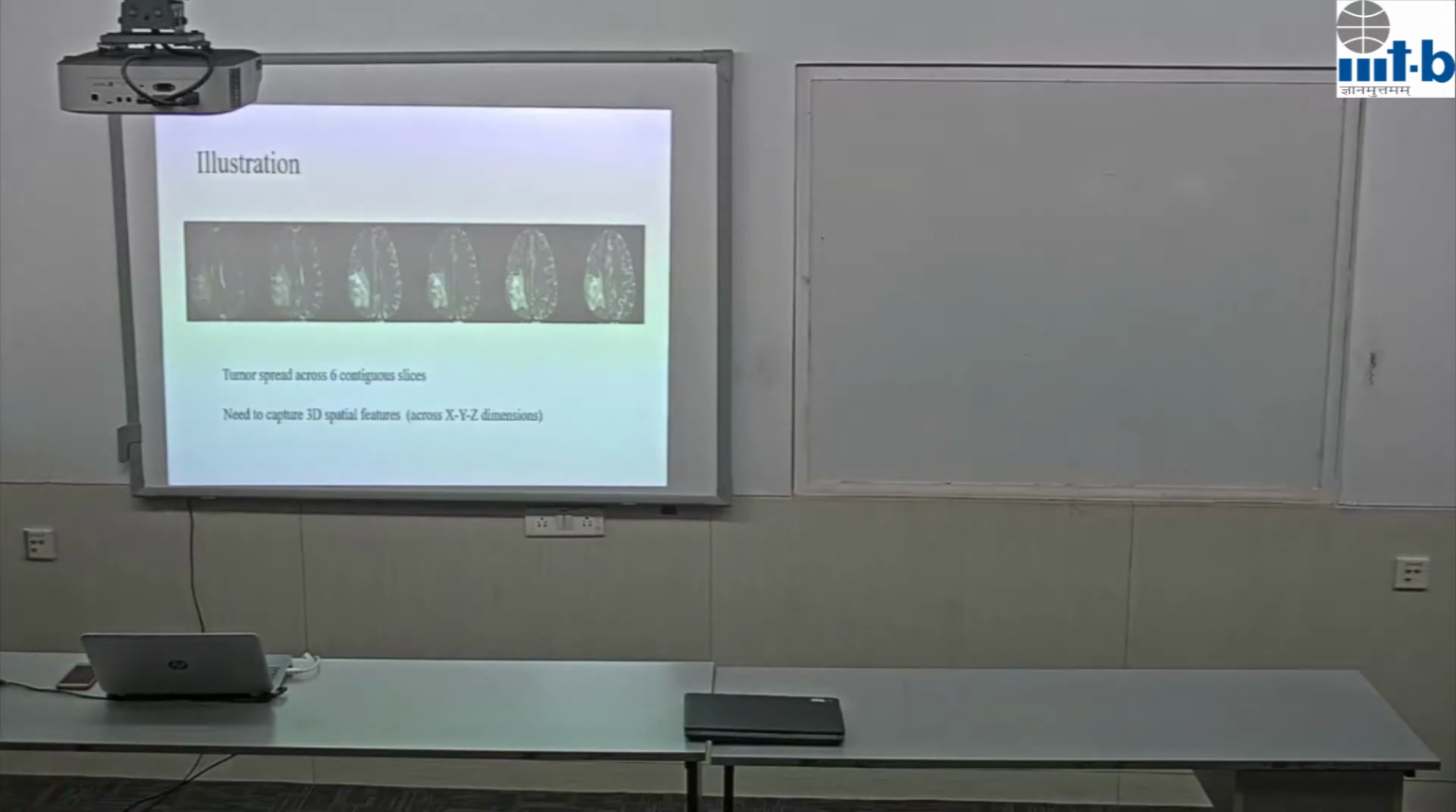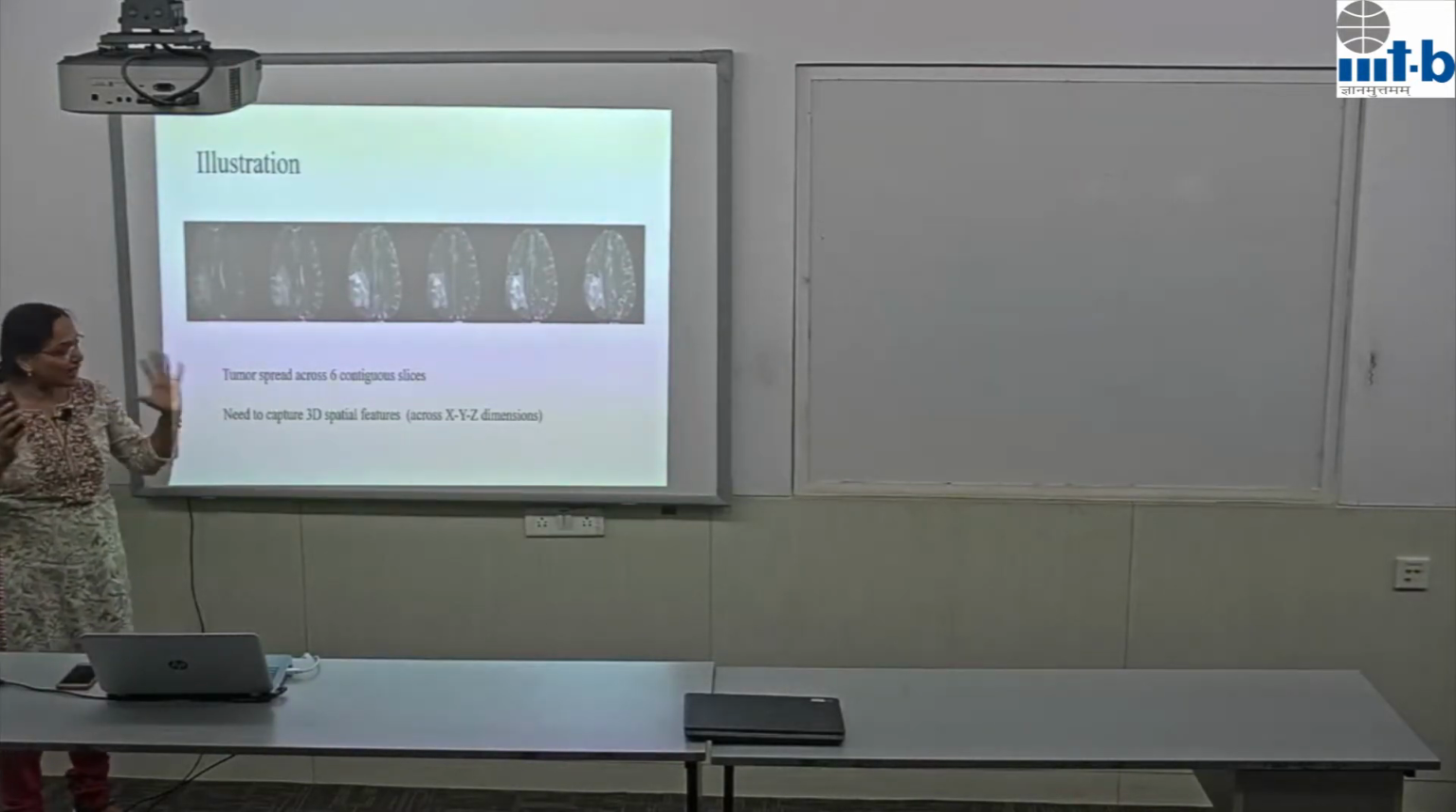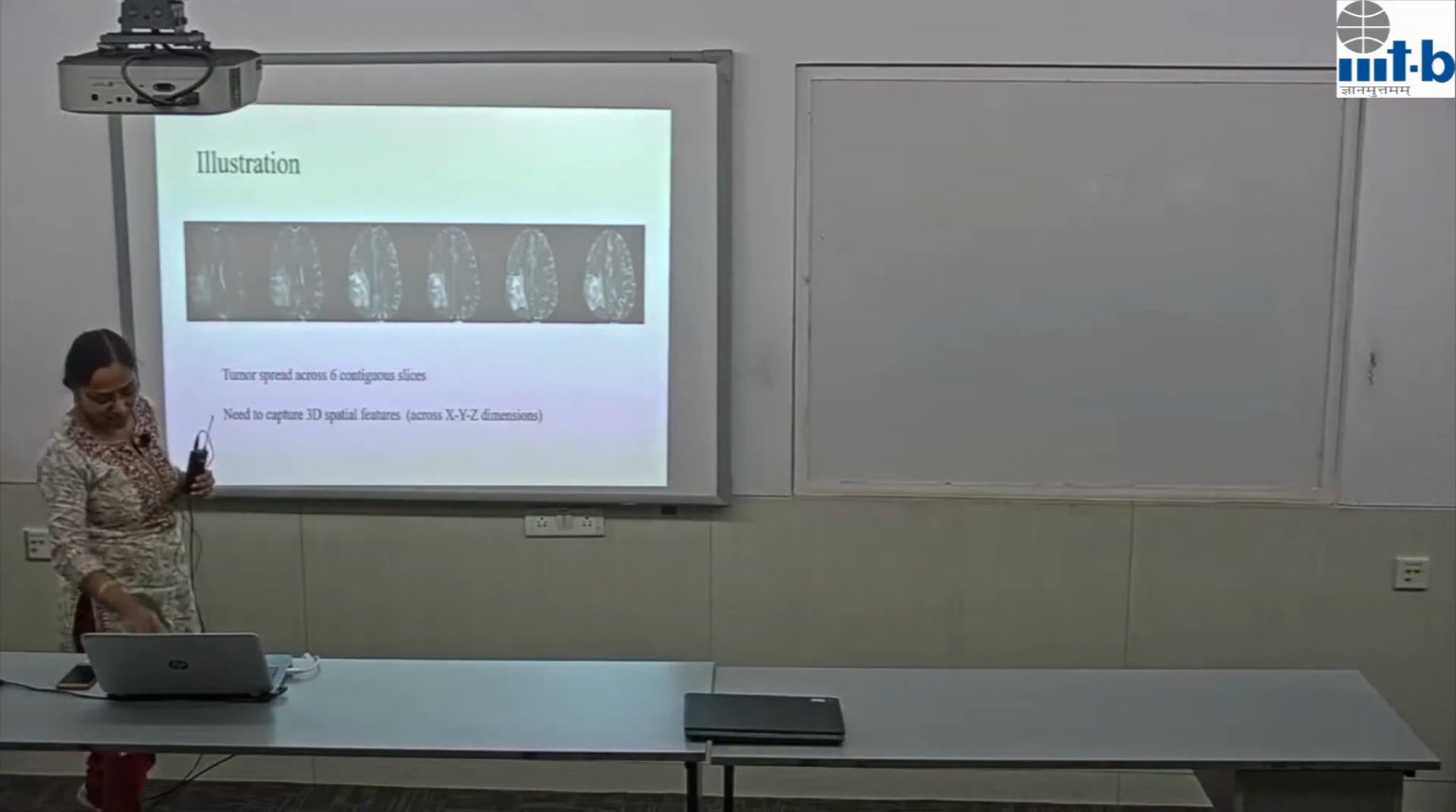You have the entire volume of the brain in front of you, and the tumor may be spread across, let's say, 3 to 4 slices. In each of the slices that it shows up, in one slice it may look small, the very next slice it may look a little large, and after that if it's diminishing, the next slice will be smaller and so on. So you have to integrate information across slices. You need to capture 3D spatial features across X, Y, Z.